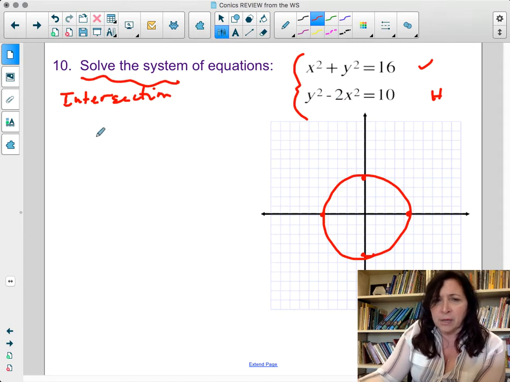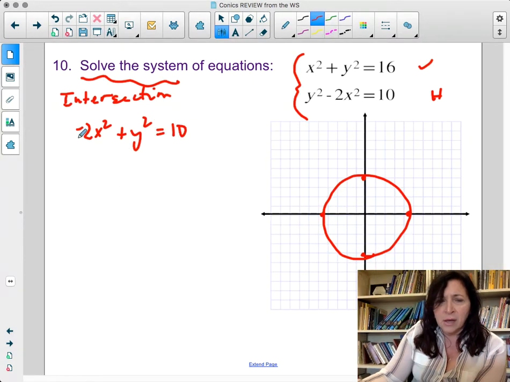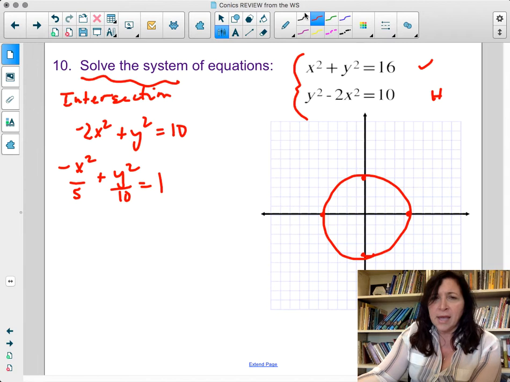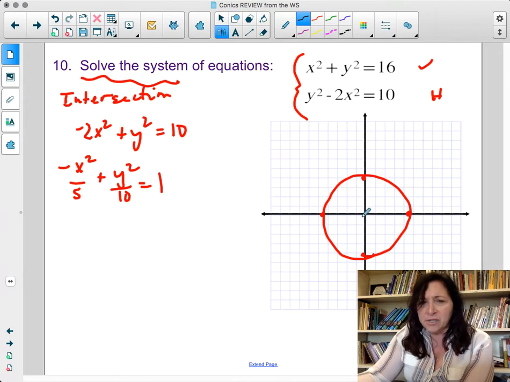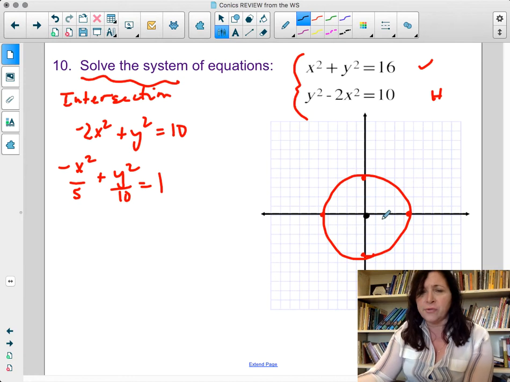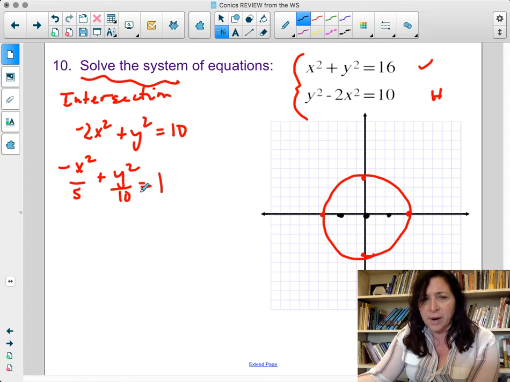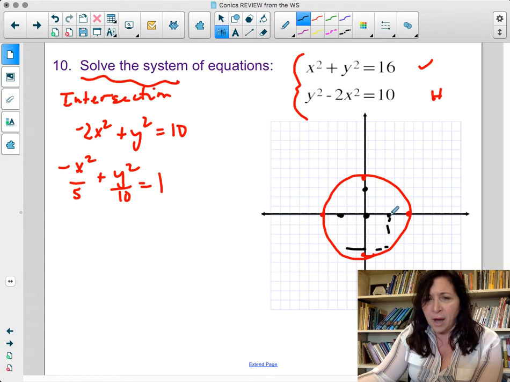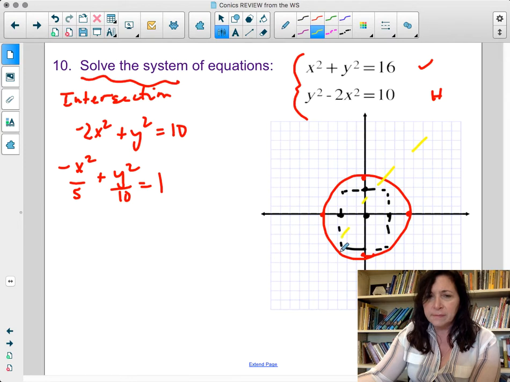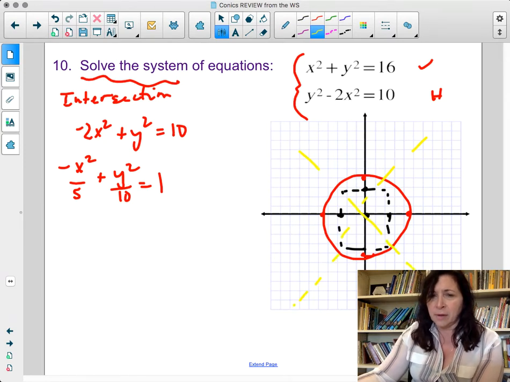This being a hyperbola, I'm going to rewrite that as -2x squared plus y squared equals 10. Dividing by 10, I get -x squared over 5 plus y squared over 10 equals 1. And when I graph this, center's at (0, 0). In the x direction, I go the square root of 5, which is like 2 plus something. And in the y direction, I'm going the square root of 10, which is like 3 point something. And so then I would make my box like this, okay? And then I would put my asymptotes in. And there we go, like that.